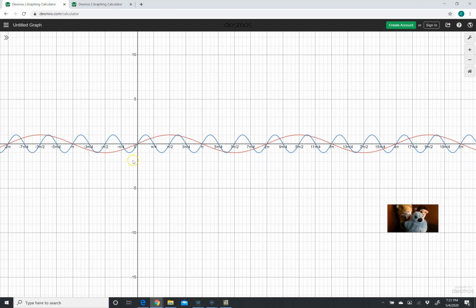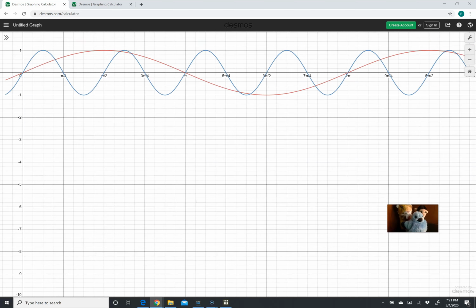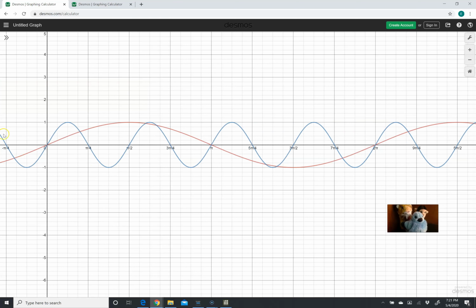So this is saying that there are 4 waves between 0 and 2 pi. Okay, we can see that: 1, 2, 3, and 4. So if there are 4 waves between 0 and 2 pi and we want to figure out the length of one wave, we could just do 2 pi divided by 4. And that gives us pi over 2.